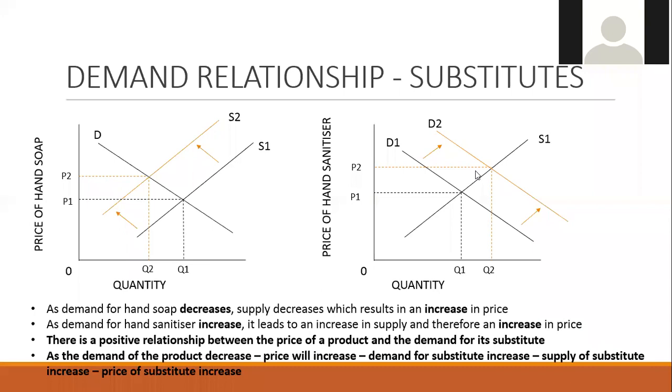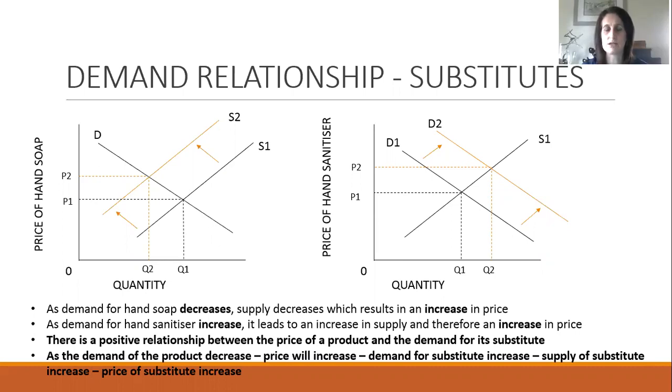Yes, ma'am. Okay, so as demand for hand soap decreases, supply decreases, which leads to an increase in price. As demand for hand sanitizer increases, it leads to an increase in supply and therefore an increase in price. So we say that there is a positive relationship between the price of a product and the demand for its substitute. Because if the price of the one goes up, demand for that product decreases, but the substitute increases.